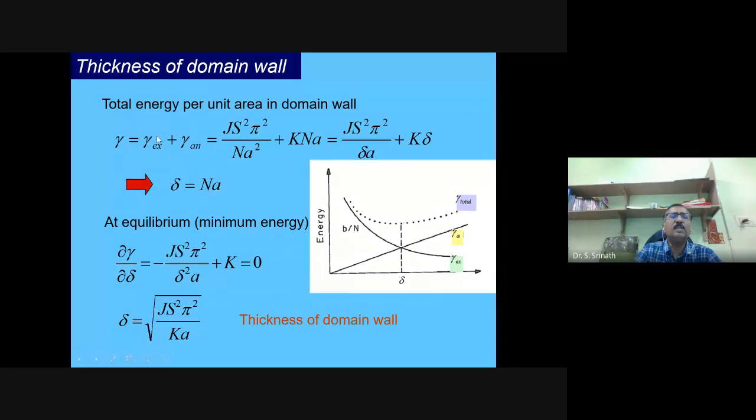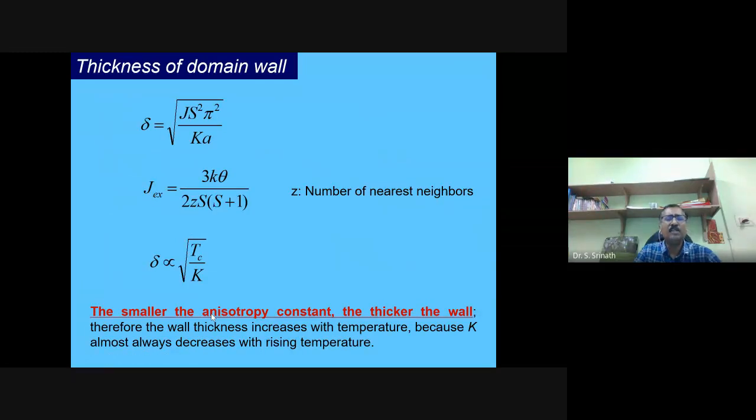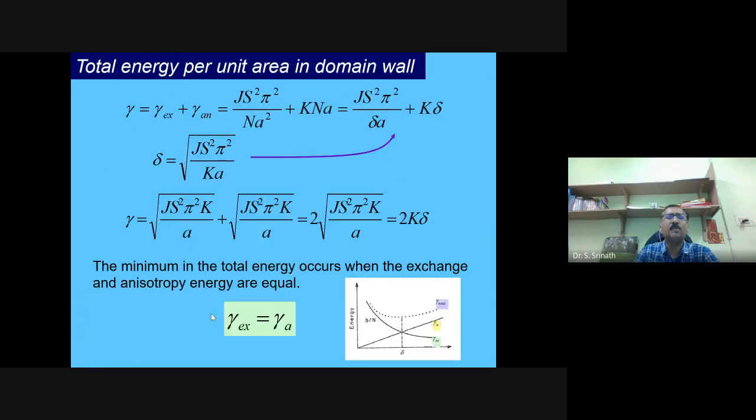So as we discussed, we have to minimize the total energy. This gamma is the energy, and delta is the width. You have to minimize this energy with respect to the domain wall width. One term is decreasing, another is linearly increasing, so you hit upon a point which gives the domain wall width. This delta is the domain wall width, which is given by this. I will share this; you can go through the calculation, it's not very difficult. You see that the smaller the anisotropy constant, the thicker the wall. That is the point.